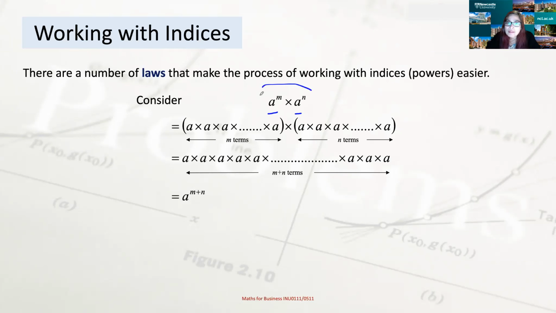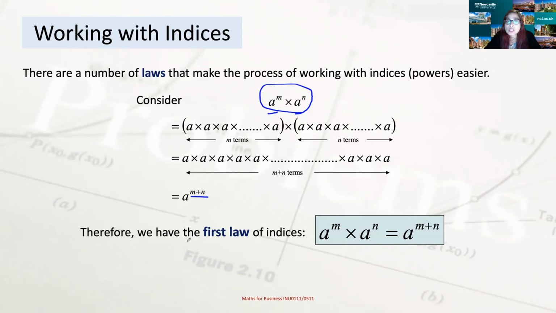So that is why when you multiply a to the power of m times a to the power of n, we see that since the base for both of them is the same, you add the powers. So what is our first law of indices? When you have the same base, if you multiply them, you add the powers.